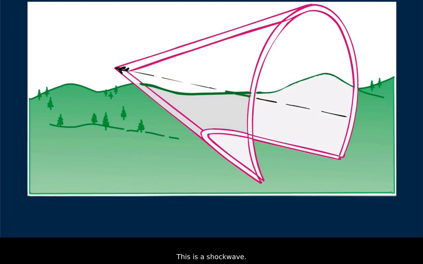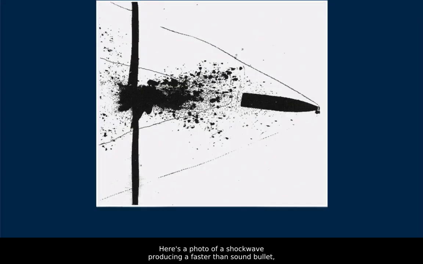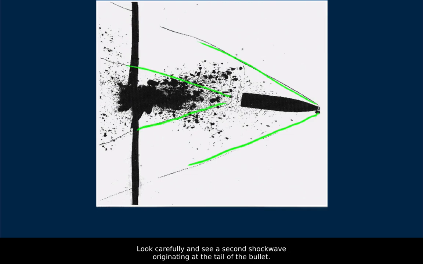This is a shock wave. Here's a photo of the shock wave produced by a faster than sound bullet piercing through a sheet of plexiglass. The shock wave is visible due to deflection of light through the compressed and rarefied parts of the air. Look carefully and see a second shock wave originating at the tail of the bullet.